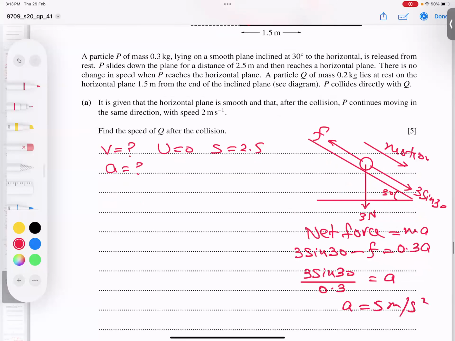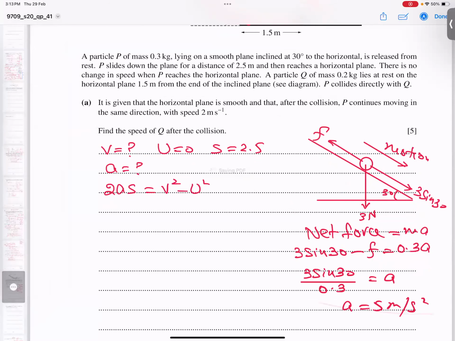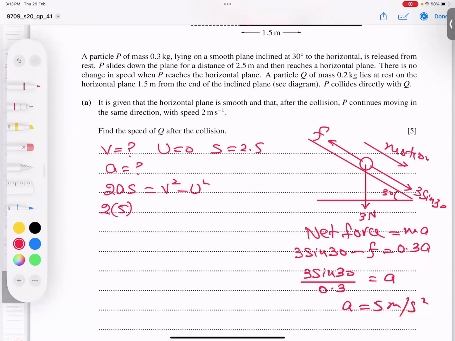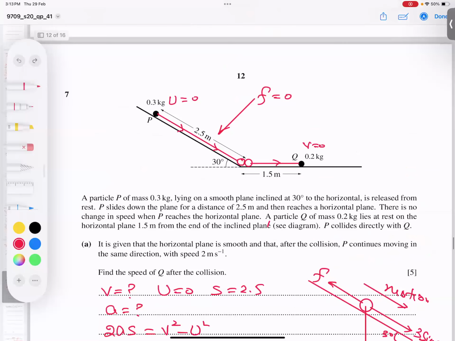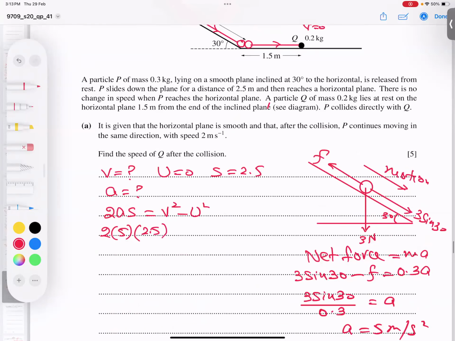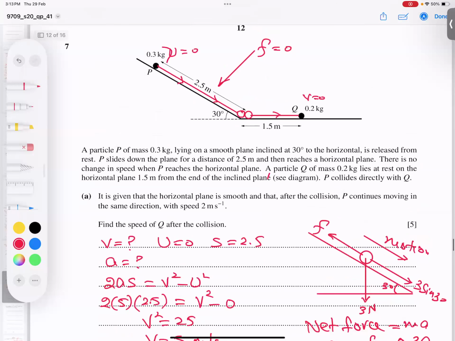Alhamdulillah rabbil alameen, this 5 I will use here now. The formula is 2as equals v squared minus u squared. 2 times the acceleration, which is 5, the distance traveled is 2.5 meters. The last velocity is my concern, my required value, and u is 0. So 2 times 5 times 2.5 is 25. So v squared equals 25, and taking the root, we get 5 meters per second. It means this particle will hit the ground with a speed of 5 meters per second. So this is clear.